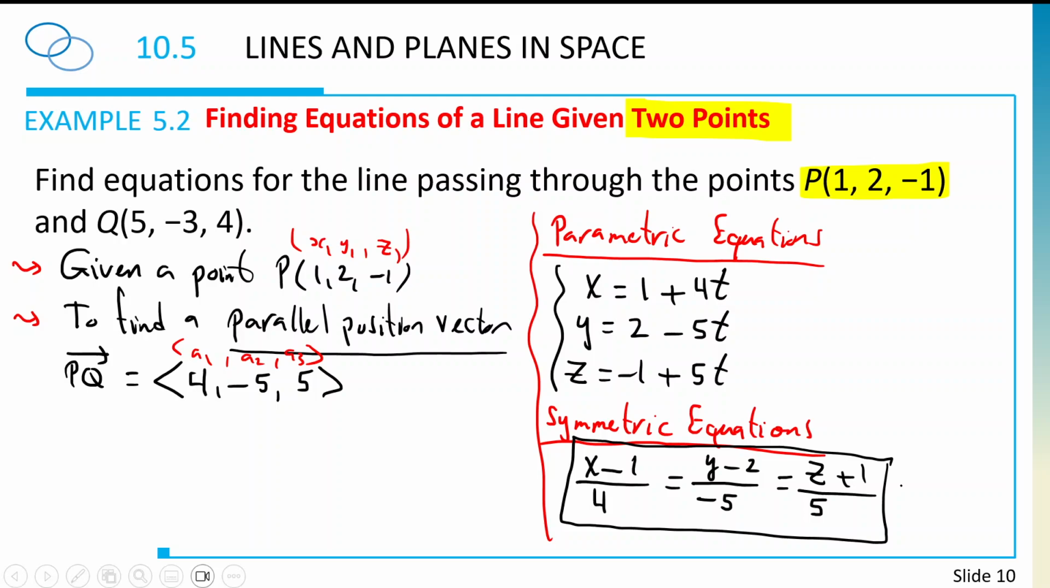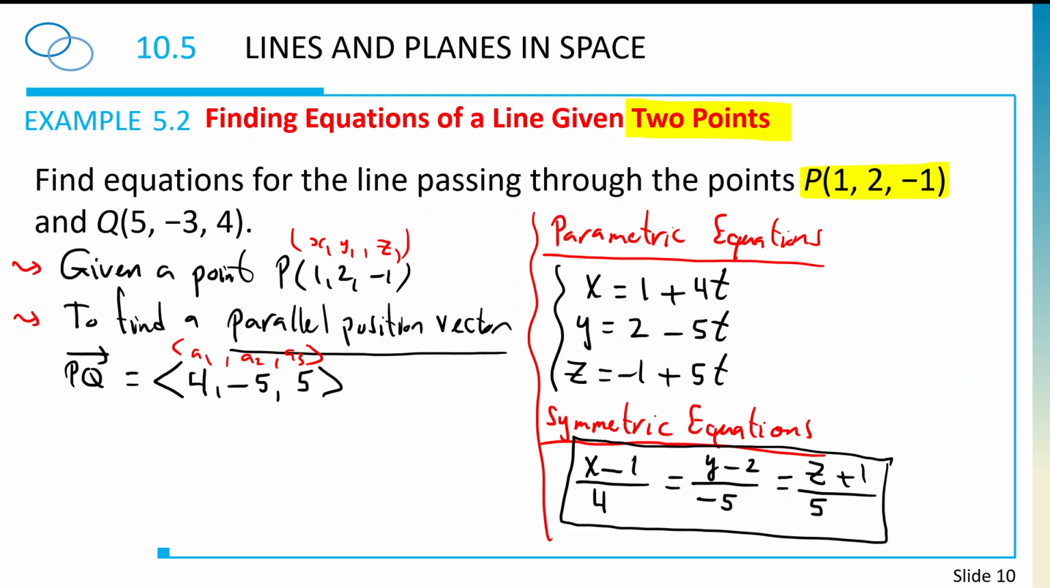Okay, so this is case number 2. I'm given 2 points. So now we know if I have 2 points, what's the plan? 1 point, I use it as a point. Remember, we're trying to get the minimum requirement, which are 1 point and a parallel vector. I'll use the 2 points to find a parallel vector, just by doing terminal point minus initial point. Now you have the vector and 1 point, and then go back to case 1.